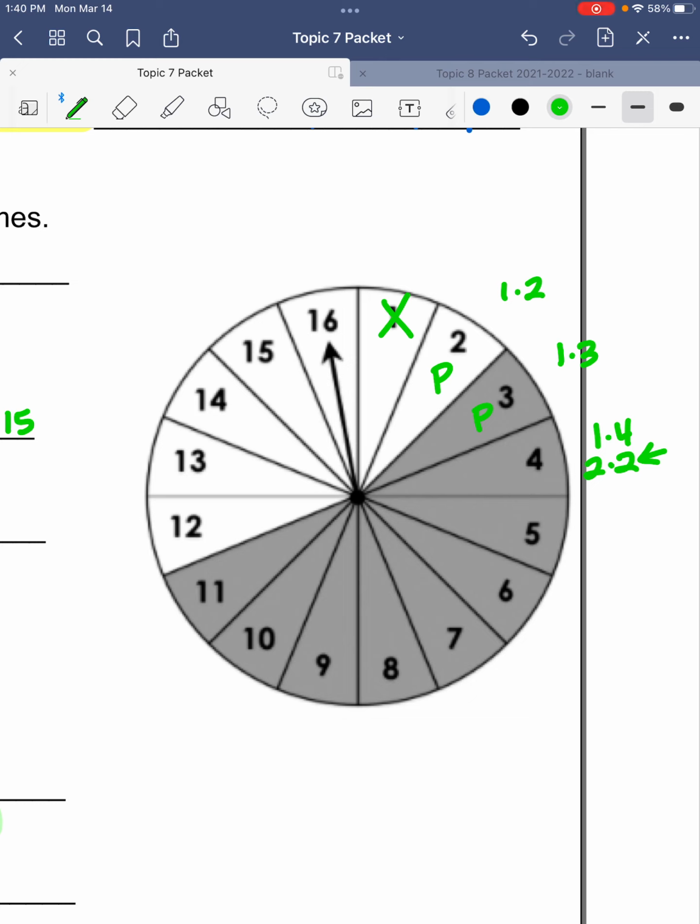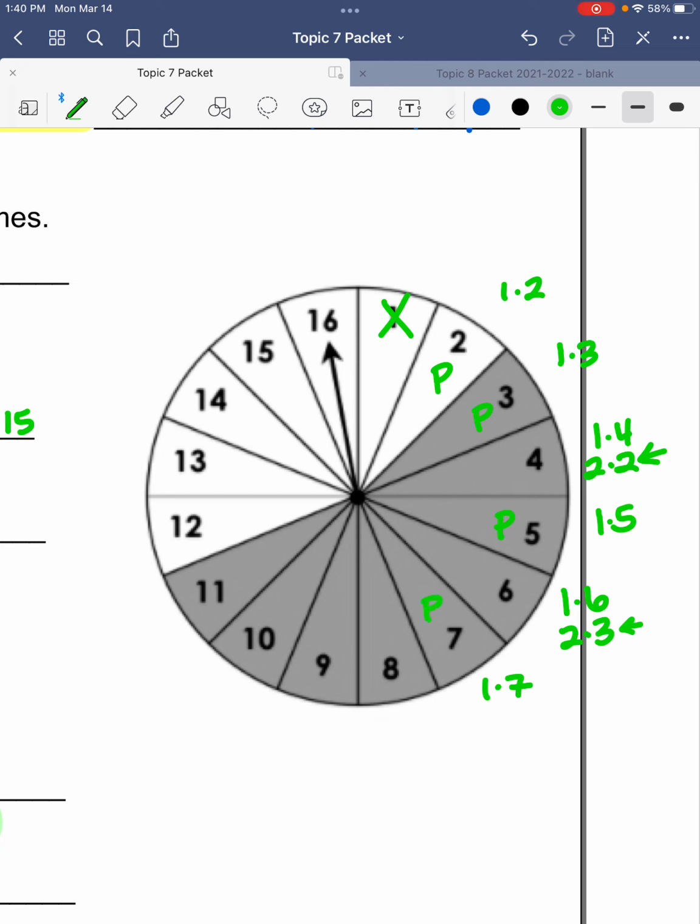Let's look at 5. I can multiply 1 times 5 together. Any other ways I can make 5? Nope. So I know that 5 is prime. 6. I can multiply 1 times 6, 2 times 3. Because I can multiply 2 times 3 to make 6, I know that 6 is not prime. 7. I can multiply 1 times 7. That looks like 1.7, sorry. 1 times 7. Can I multiply any other whole numbers together to make 7? Nope. So that means that 7 is prime.